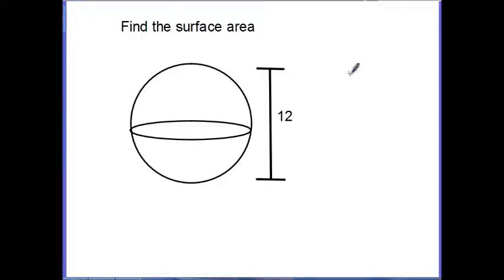Our next example, let's find the surface area of the sphere. Now, the distance from the top to the bottom is actually going to be the diameter of our sphere. What we need here is we need to find our radius. Our radius is just going to be half, so 6. And let's plug it into our formula. 4 times pi times radius squared gives me 4 pi times 36. And 4 times 36 is going to be 144 pi.